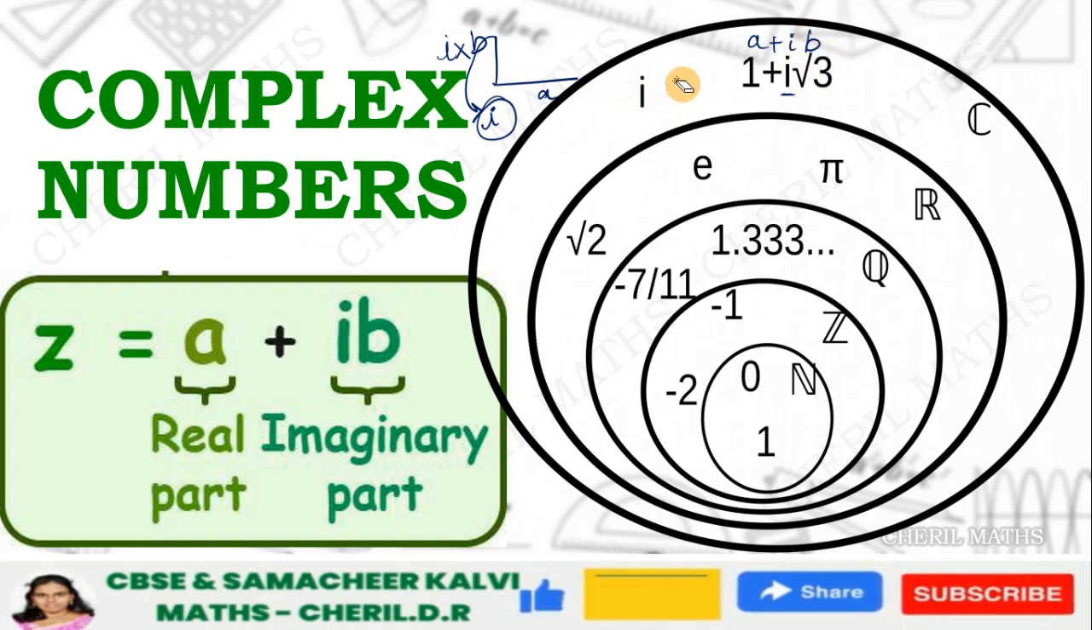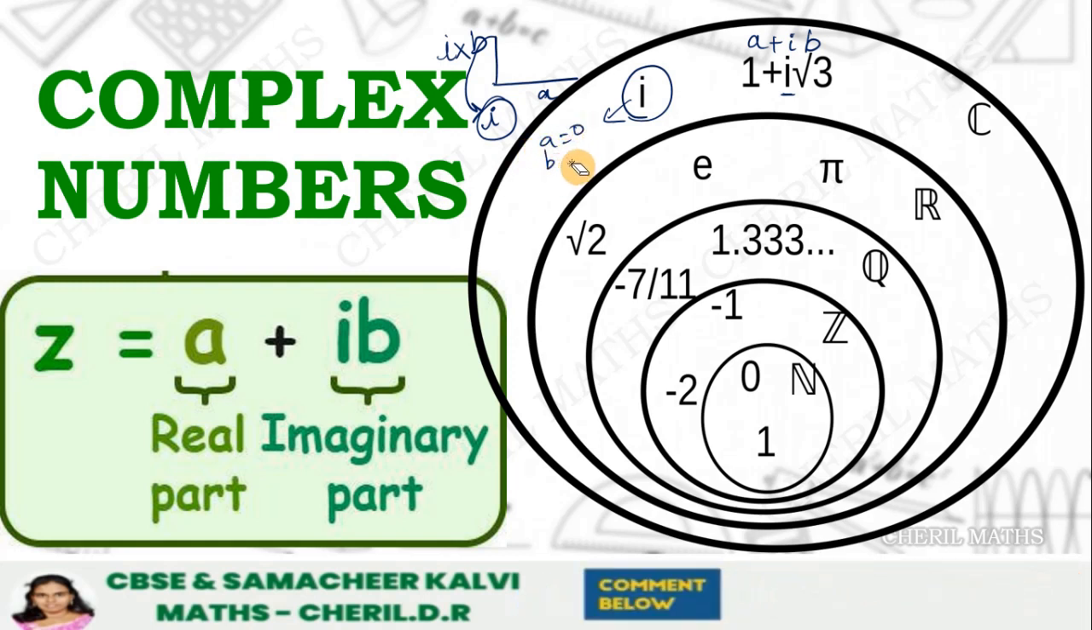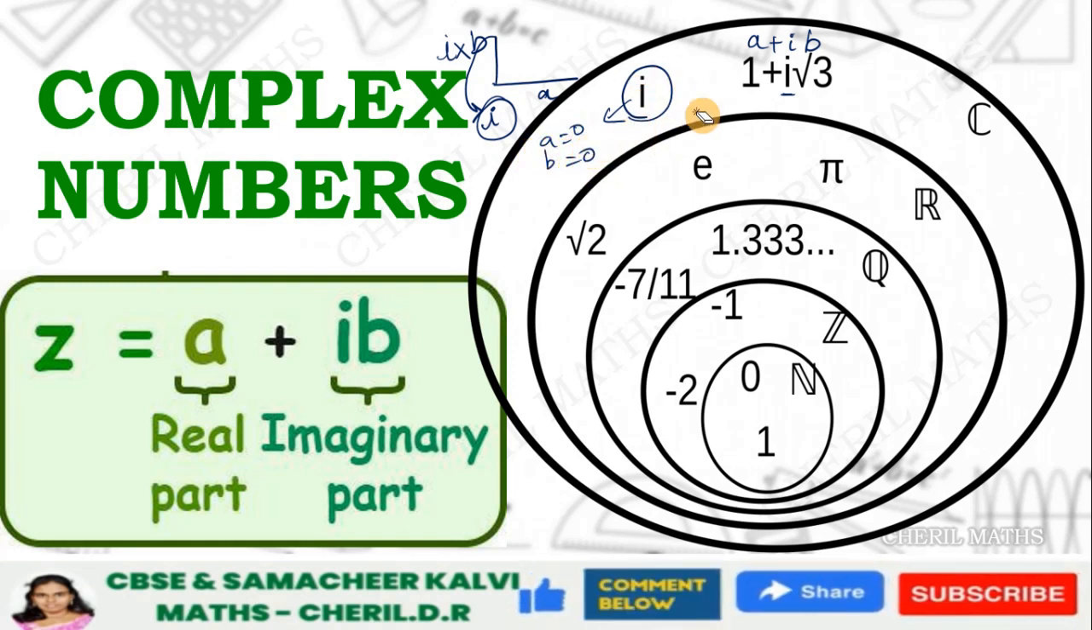Here, do you have anything here? No, you only have i. So it means that there is only an imaginary part, and the real part A is going to be 0 and your B is also going to be 0. So there is only going to be i. We will see the value of i now.